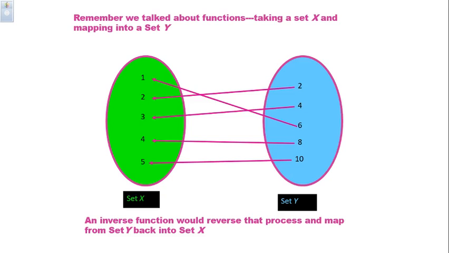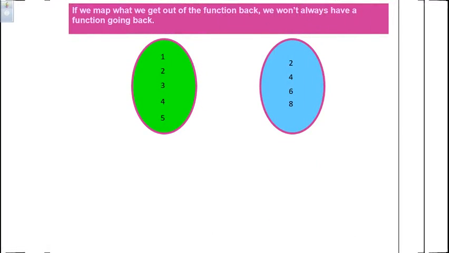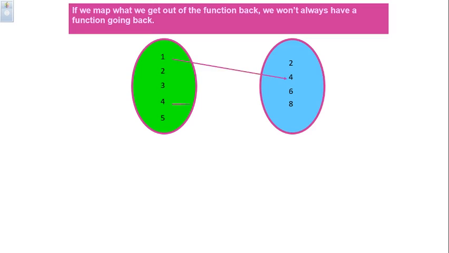And we use the word "the" because that's the only function that will work that way. If you have a function whose inverse is also a function, that inverse is a unique inverse. That means it's the only one that works that way. So that brings us to how we can tell if the inverse of a function is also a function.